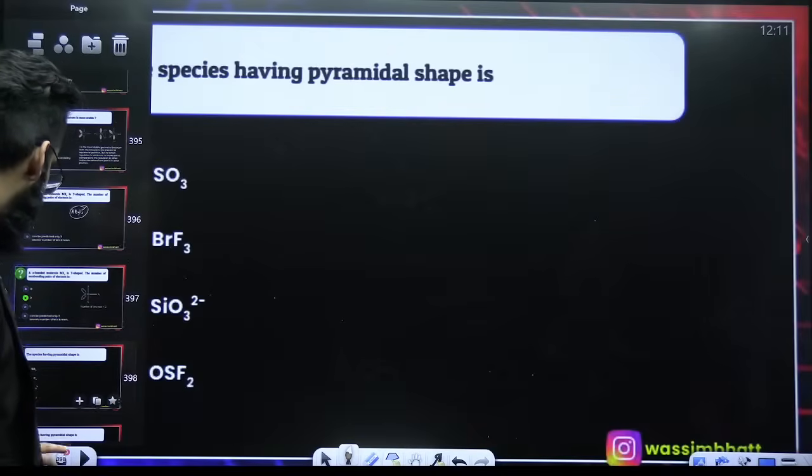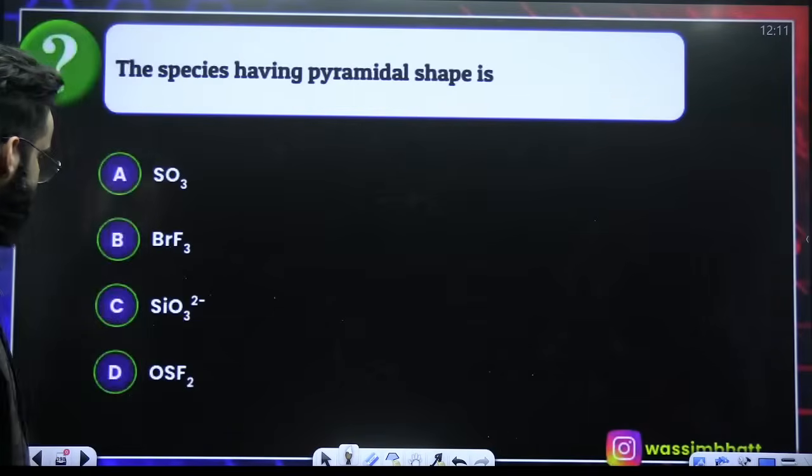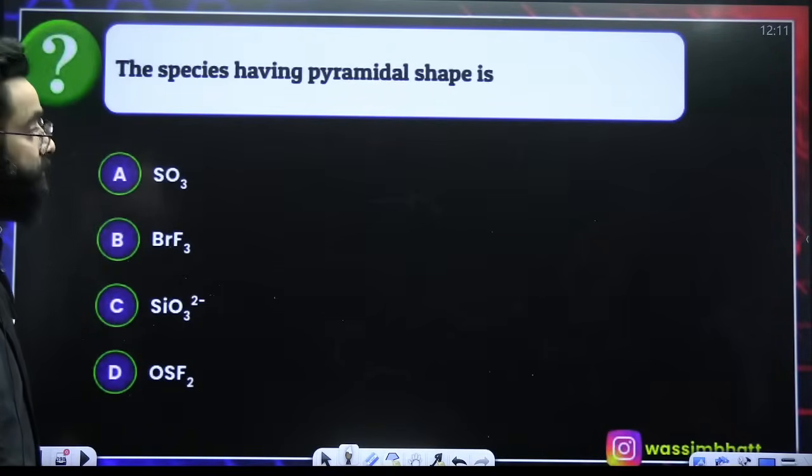Done. Which species has got pyramidal shape? Pyramidal shape.